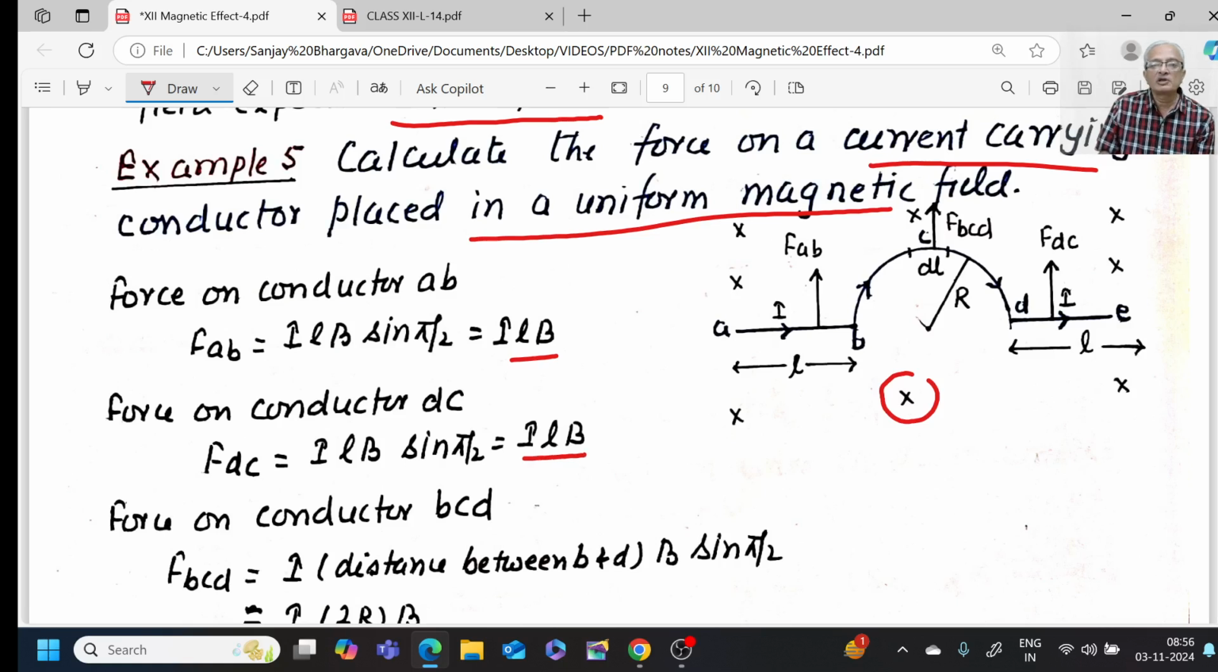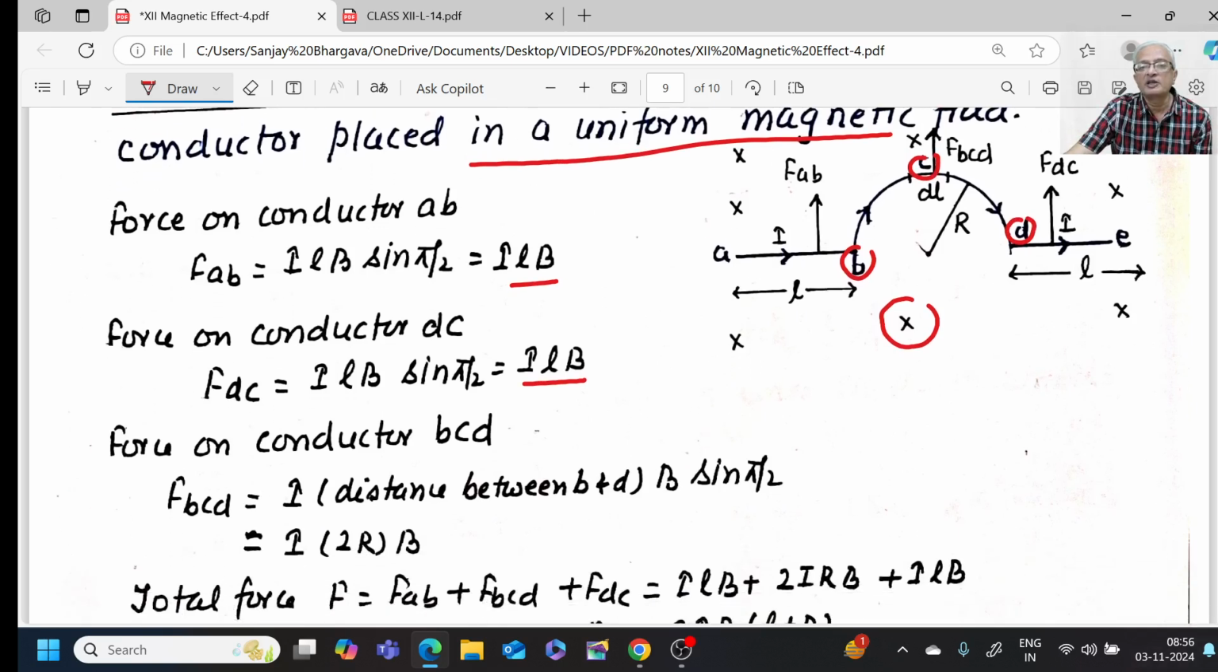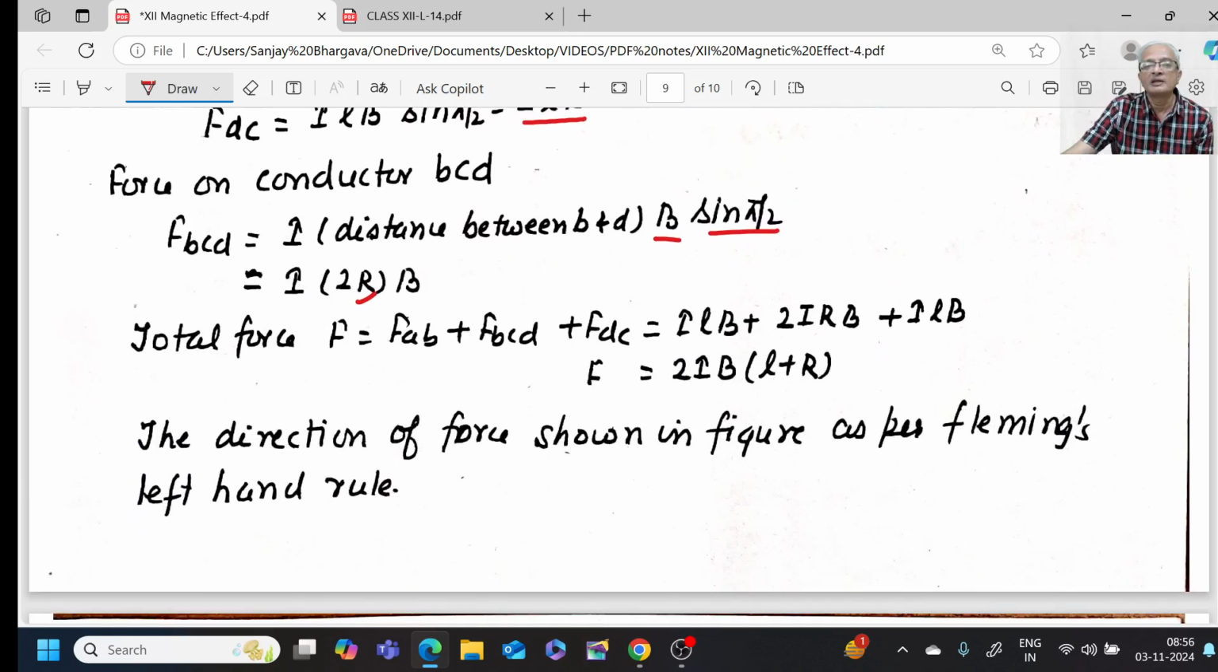Now what is the force on the conductor of this circular part, BCD? This is B, this is C, and this is D. So the force must be equal to I into the distance between the points B and D, the magnetic field B, and sin 90. The distance between points B and D would be equal to twice the radius, so I into 2R into B. All the forces are upwards, so the total force can be calculated by adding the three forces, which gives F is equal to 2IB(L plus R). The direction of the force is shown in the figure as per Fleming's left hand rule.